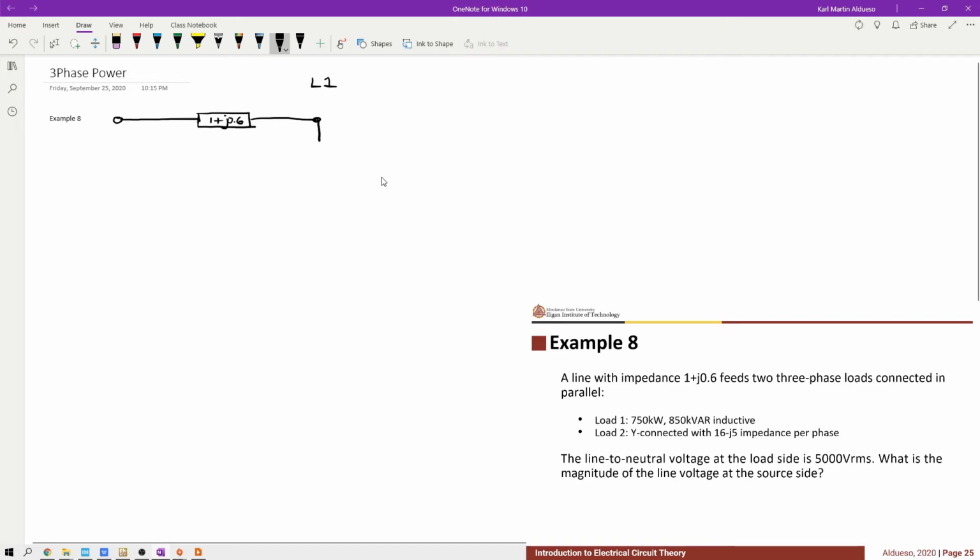This is load 1, and this is load 2. Let's consider phase A. Phase A to N. Remember, if we are using the per phase analysis, all values should be in phase values, or you convert this system into a Y system. So this is IaA.